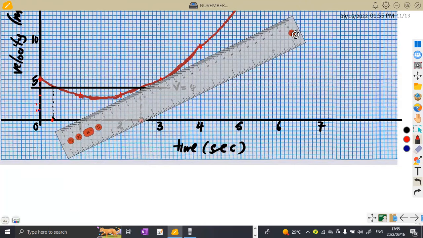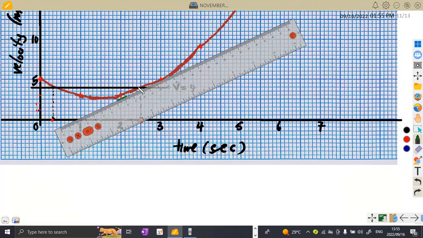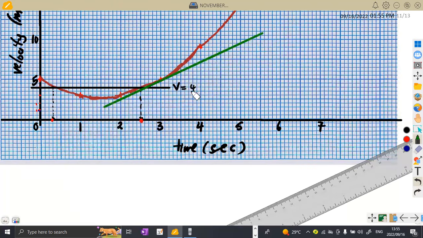I just hope it's clear. Okay, so from there, you draw your tangent. The red marker is not nice at all. Okay, let me use the black one or the blue one. Okay, so this is our tangent here. You just draw a tangent. So a tangent just touches the graph. It does not enter inside of the graph, just touches like this. Okay, so now you've got your tangent.